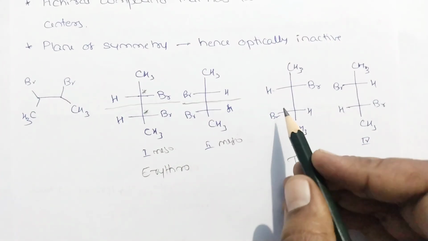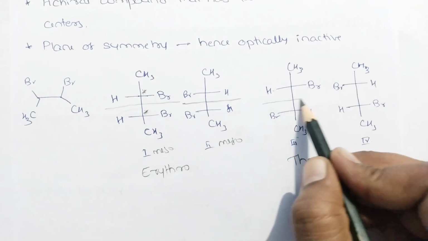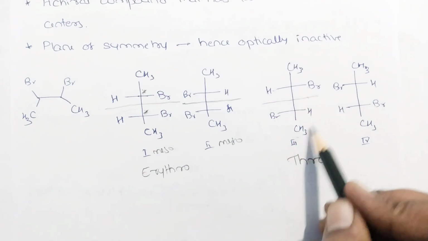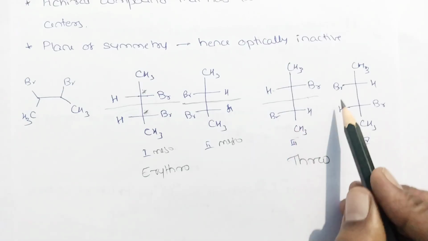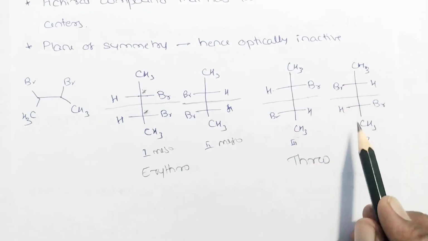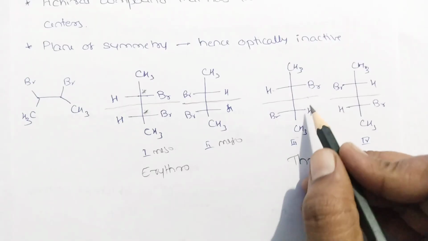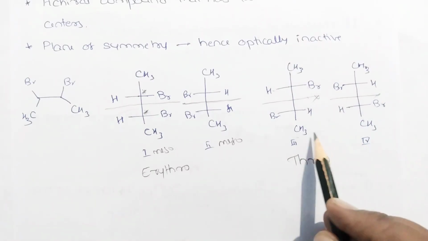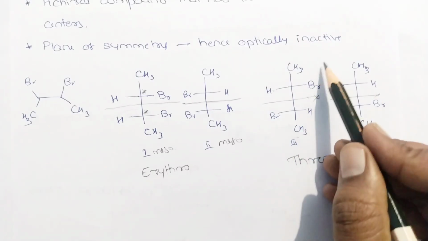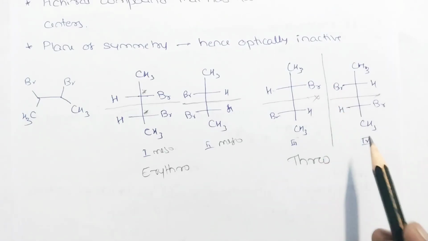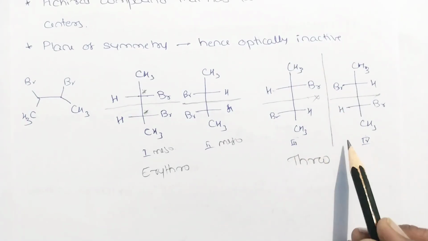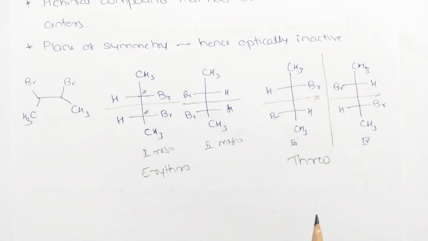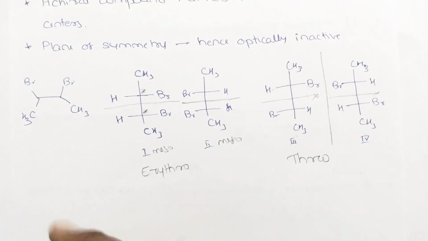Let's see the third example. You can imagine the plane here, but this part is not exactly the same as this part. Hence this is not a meso compound. This is also different from this part, so there is no plane of symmetry. Hence these two are not meso compounds. But when you place the mirror here, this is the mirror image of this. These two are enantiomers.